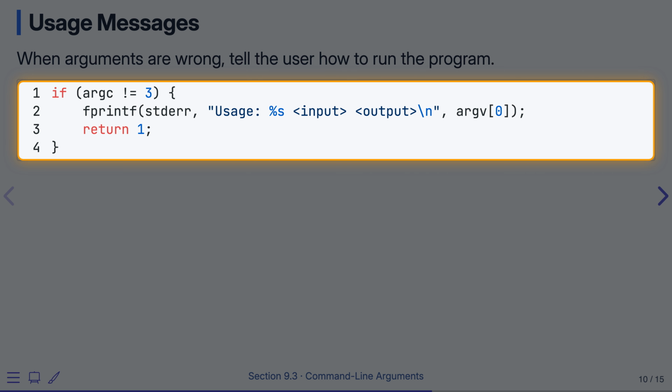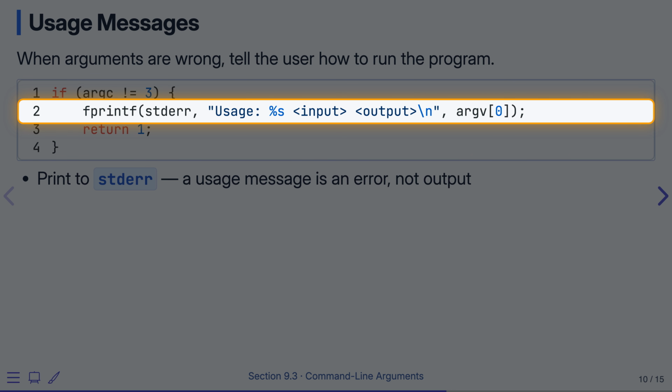When the user runs your program with the wrong arguments, they need to know how to fix it. That is what a usage message is for. If argc is not 3, we print usage, then the program name, then the expected arguments in angle brackets, and we return 1. 3 conventions here.